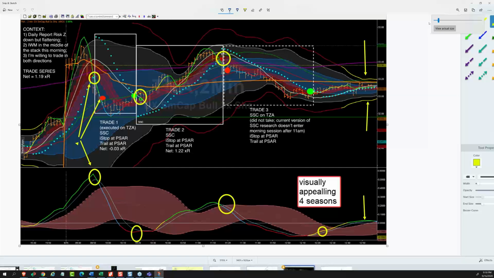All right. So what Bill noticed from the daily report was that the risk Z was down, but it was flattening, meaning that the risk Z was below the zero line, but now it was starting to flatten, meaning that this is potentially a turning point, and it goes from winter to spring on the risk Z. So that got him interested in the tech leaders.